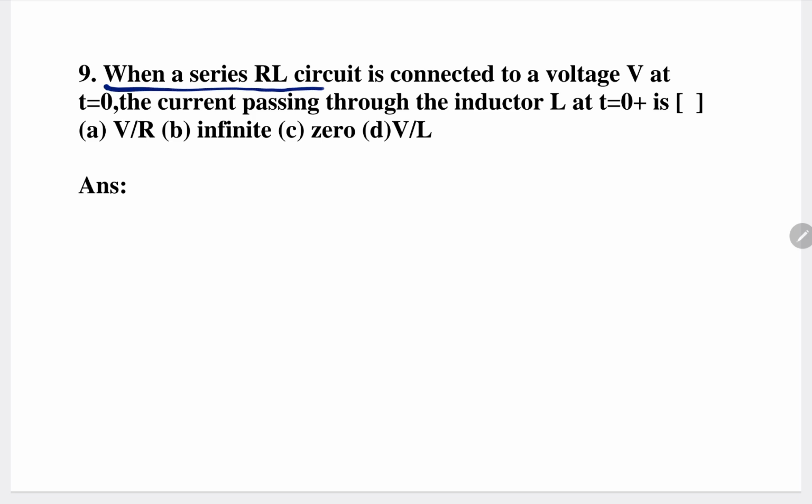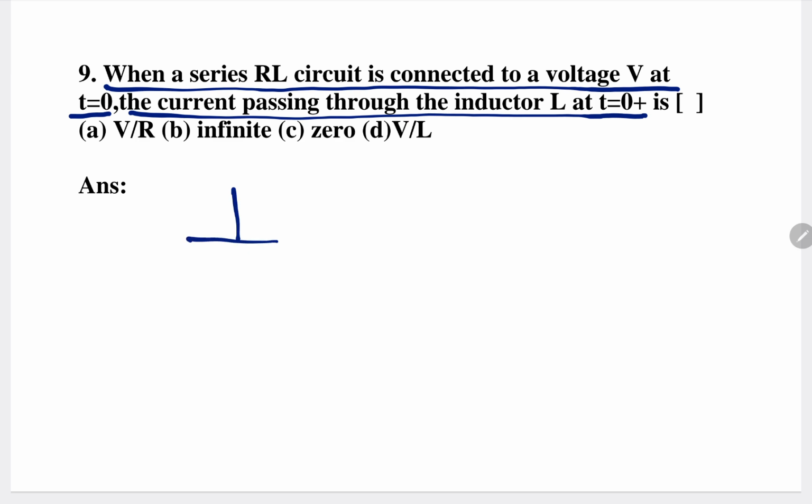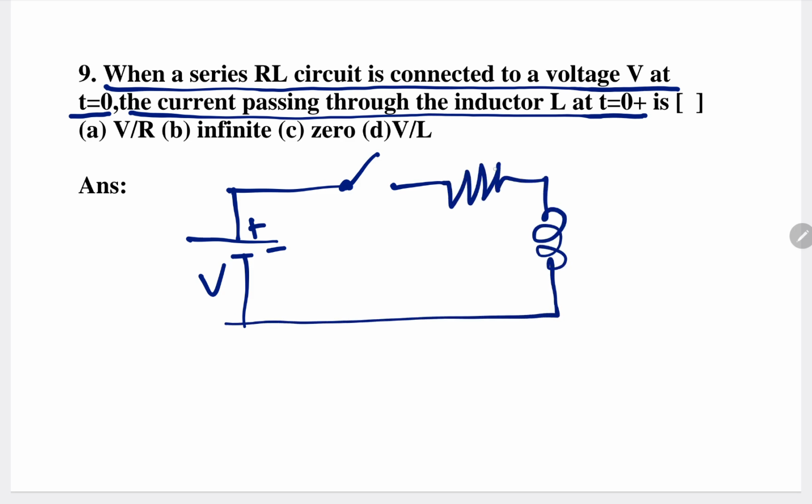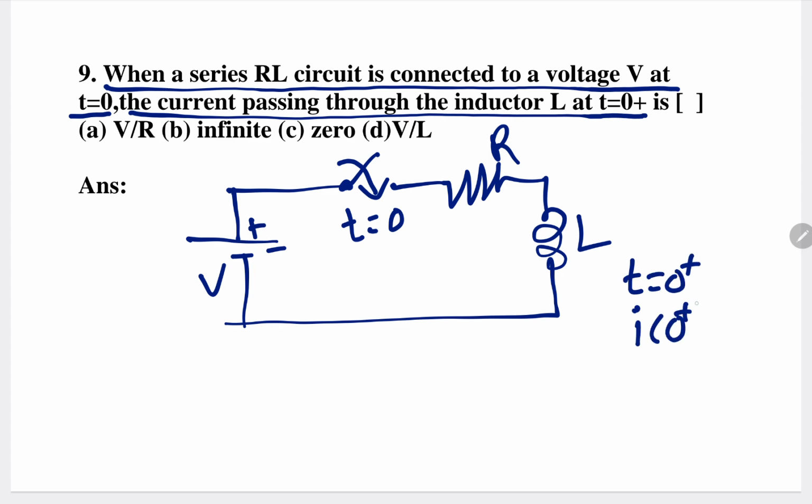When a series RL circuit is connected to a voltage V at t equal to 0, then the current passing through the inductor at t equal to 0 plus is? So this is an RL series circuit with a source V, a switch, a resistor R and an inductor L. At t equal to 0 the switch is going to be closed. Then at t equal to 0 plus, after the switch is closed, what is the current through the inductor? We have to understand what the current through the inductor was before the switch was closed.